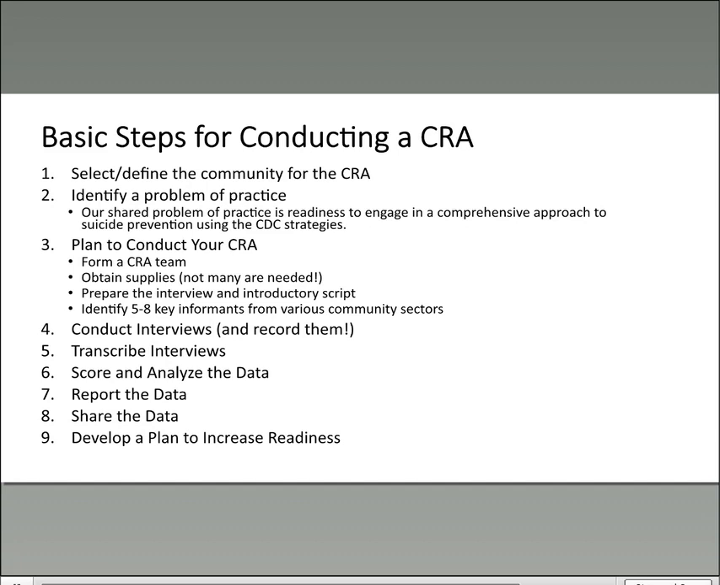Number 2, we have to identify a problem of practice. And for this initiative, our shared problem of practice is readiness to engage in a comprehensive approach to suicide prevention using those CDC strategies. Number 3 is we have to plan to conduct our community readiness assessment. And that's going to involve forming a CRA team. We'll talk about that in another segment. Obtaining supplies, preparing the interview script and the introductory script, and identifying and engaging 5 to 8 key informants from various community sectors. And there'll be a separate segment on that as well.